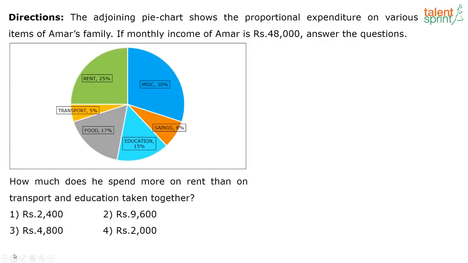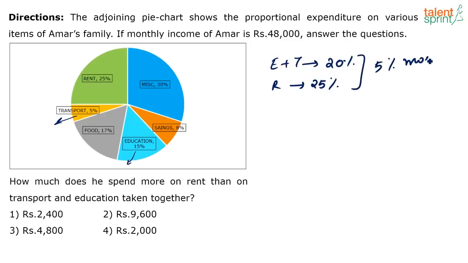So what do you do here? See, if you look at transport and education, how much does he spend on transport? He spends 5% on transport and 15% on education. So put together, for education and transport, he is spending 20%. Okay. Now, how much does he spend on rent? On rent, he is spending 25%. Basically, compared to these two, he is spending 5% more on rent. Or that is 25 minus 20, that is 5%.